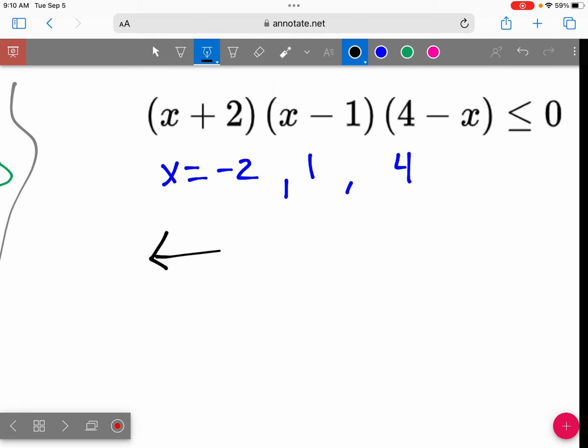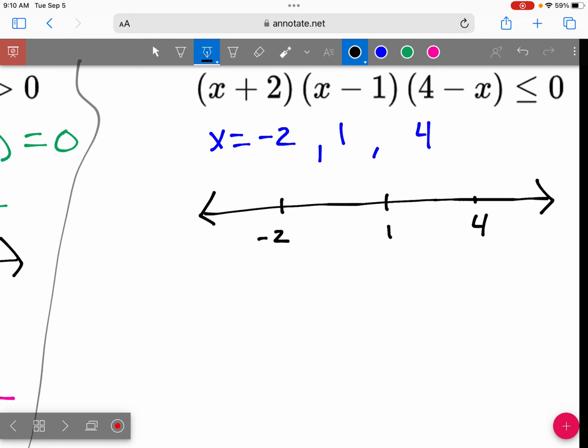So I'm going to draw my little number line. Smallest to biggest. -2, 1, and 4. We're going to look at each of the terms and figure out where it's positive and where it's negative. So x plus 2 is my first term.